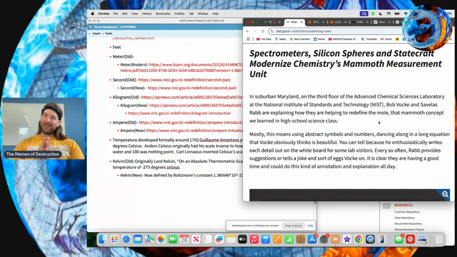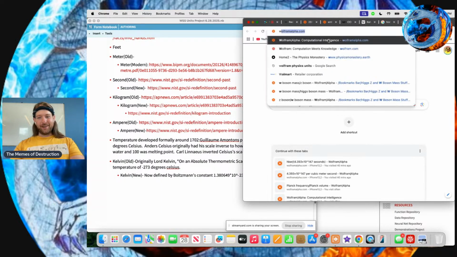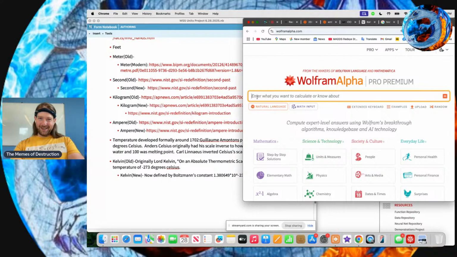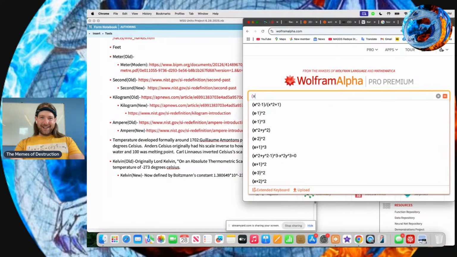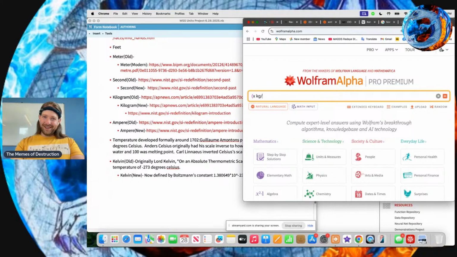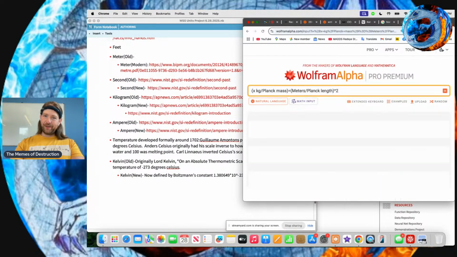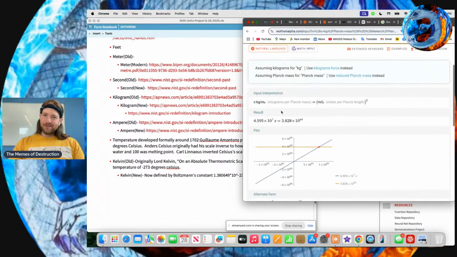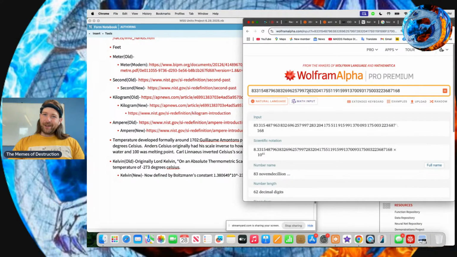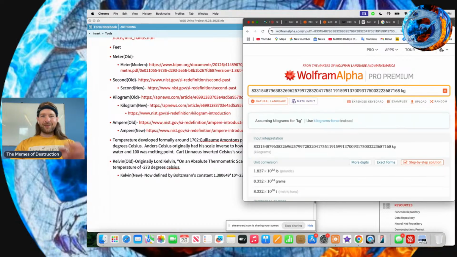I say that, and again, I'm going to talk out of both sides of my mouth, because hypothetically, if we were to solve for x kilograms, we divide by Planck mass, and we set that equal to the meters over Planck length on the minimum, and we square that whole thing. It's going to give us a number. It gives us a ginormous number, in kilograms, because that's what we were solving for.